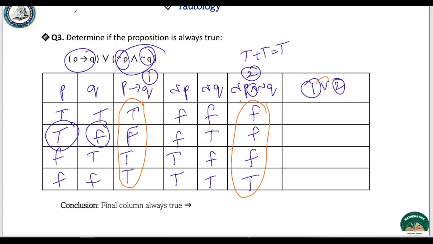So the condition is, OR is F only when F and F will be F. Just check whether we have F and F. Yes, we have here T and T, T and F, F and F is F, then T and F, no, then T and T, no, it is T, T and T. Since the values are not all T, it is not a tautology. The last column is not true, so it is not a tautology.